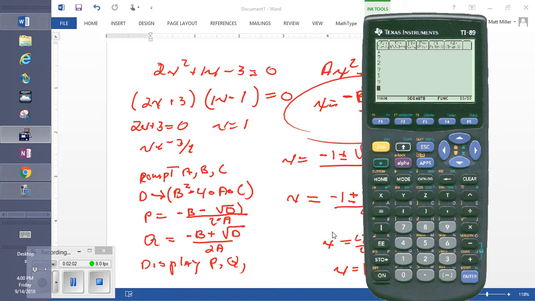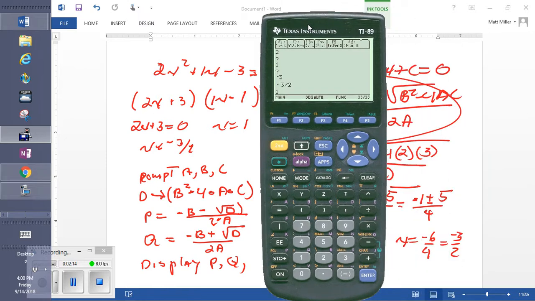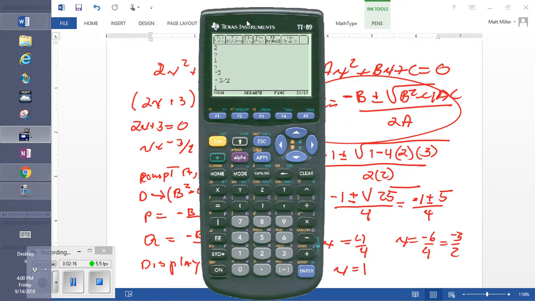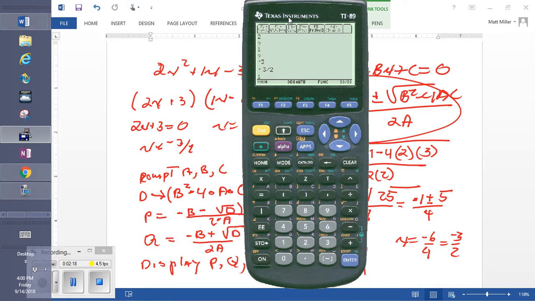So I want to make sure I key that in as negative. That's using that key first, negative 3. Once I enter, you can see it reports to me the answers, negative 3/2 and 1, which are synonymous with what I have here, okay? Now, let me come back to the home screen. I'm going to my apps. I'm going to show you the program, okay?